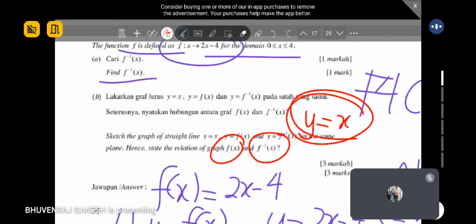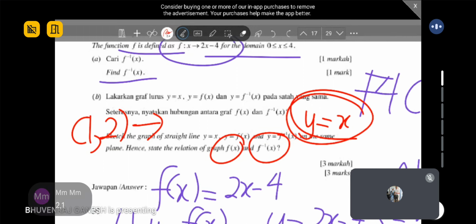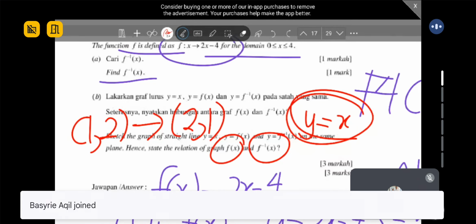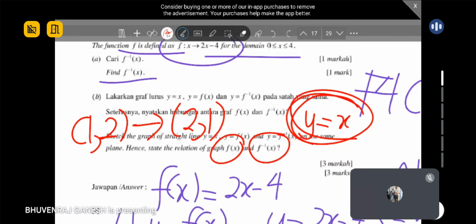Maksud saya, guys, kalau asalnya koordinat (1, 2), selepas pantulan apa koordinat dia? What is your coordinate, guys? Original (1, 2). So after I reflect on y equal to x, what is the answer? Yes. Kamu tukar kedudukan sajalah. (2, 1). You just need to switch the x and y because you reflect on this axis. Kamu pantulkan pada paksi ini. That's why kedudukan koordinat x dan y akan tukar. Tapi nilai dia masih sama. The value is the same, just the position only change.